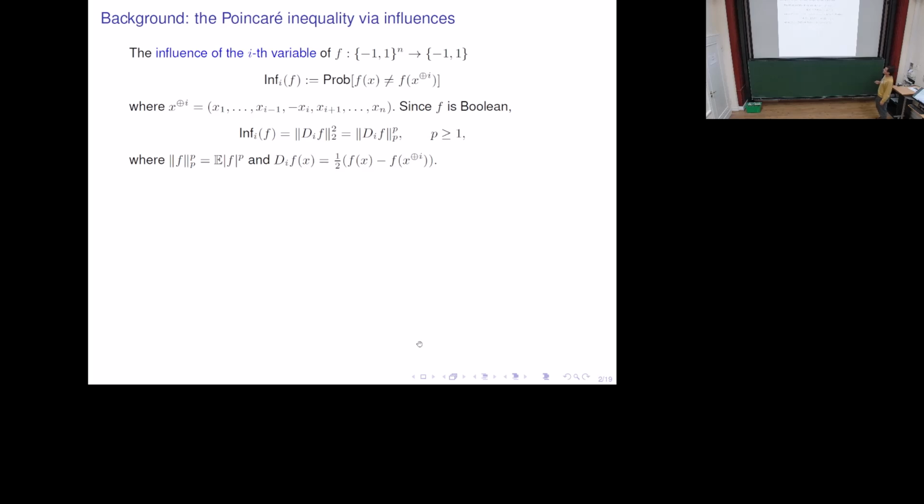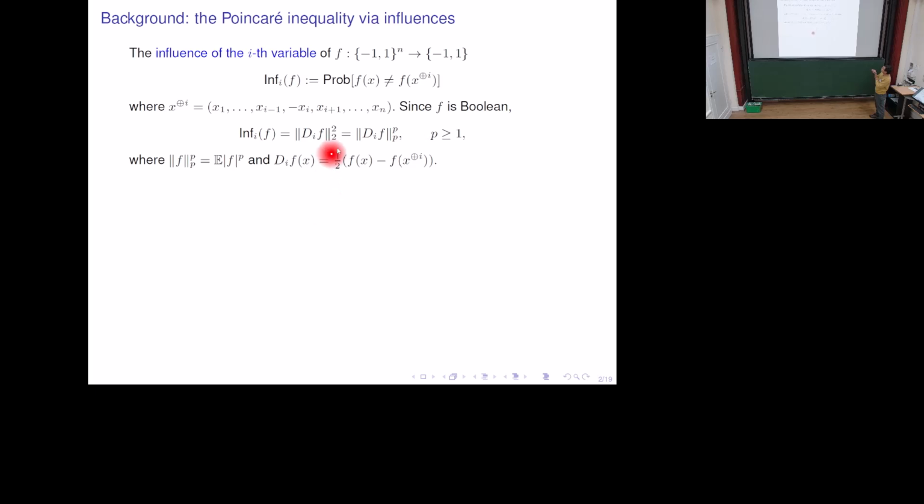Our starting point is a very classical inequality, the so-called Bakry inequality that can be formulated in many different ways, the spectral gap. But here I will give two forms of this Bakry inequality in terms of two different complexity measures. The first one that I want to recall is the so-called influence.